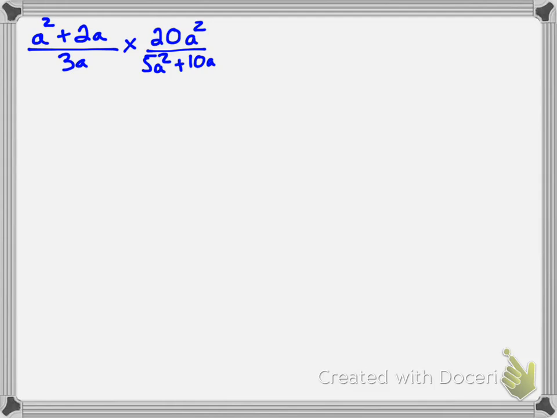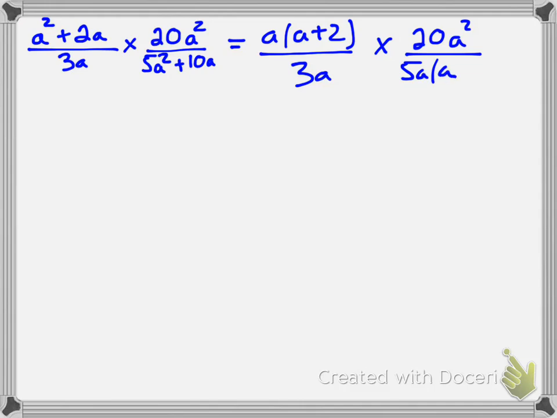Okay, so when we factor the first expression, we're going to pull out a factor of a, so we're going to have a times (a plus 2), and that's going to be over 3a, which is not really factorable. And when we factor the second expression, we're going to have times 20a squared, which is already factored, and we're going to pull out a common factor of 5a, so we get 5a times (a plus 2).